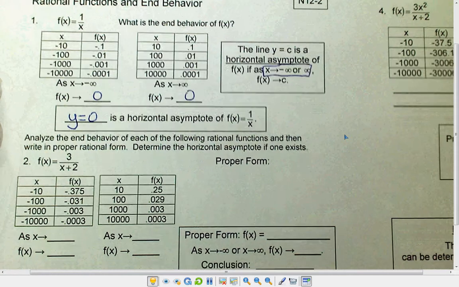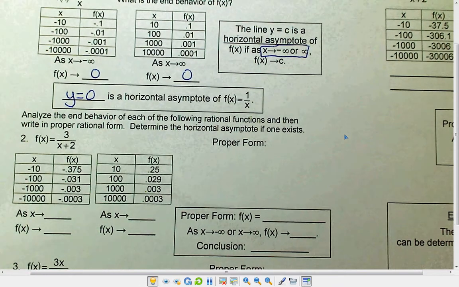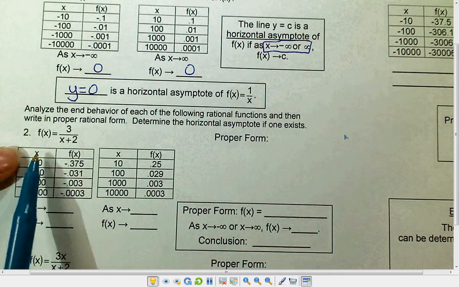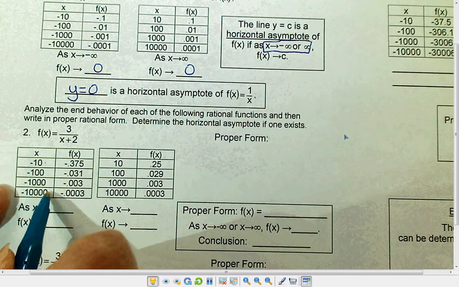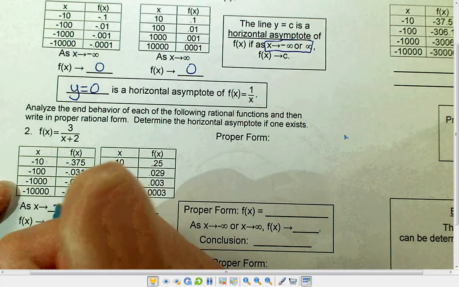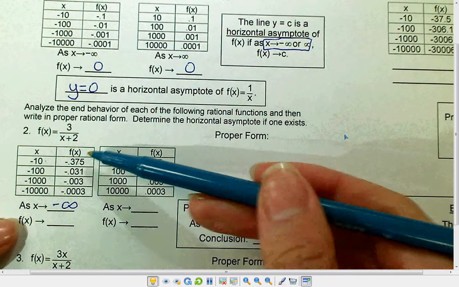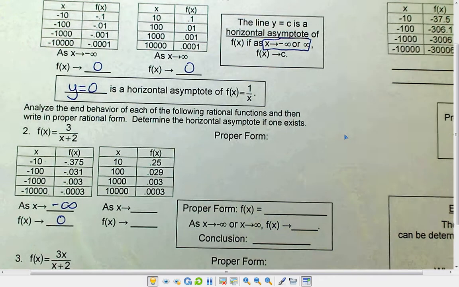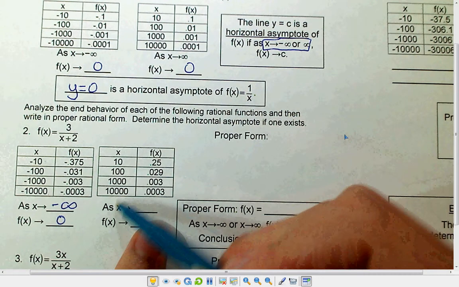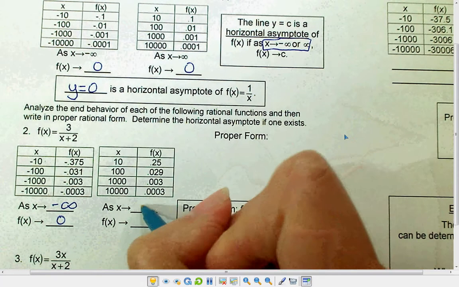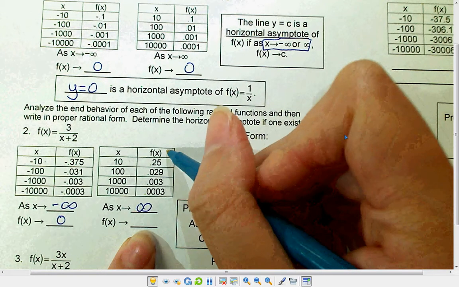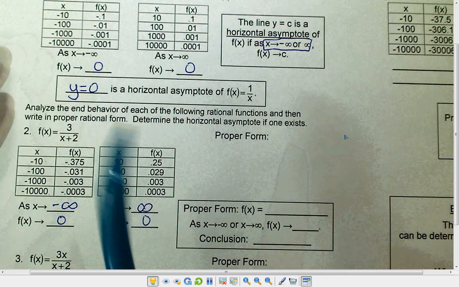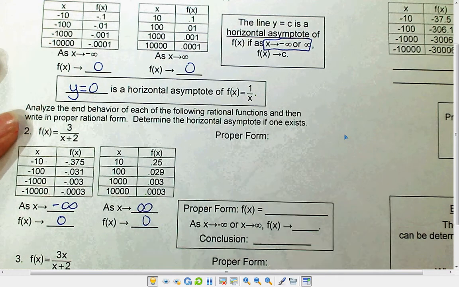Let's look at a couple other examples. If we look at this problem right here, number 2, this is the function I'm starting off with. This is my table. I'm looking at my x's. X is getting bigger and bigger, but negatively, so this is going towards negative infinity. What is my y approaching? 0. And for this table, as x gets bigger and bigger, this time going towards positive infinity, what is my y approaching? Again, 0. Now we're going to write this in proper rational form and compare our results.